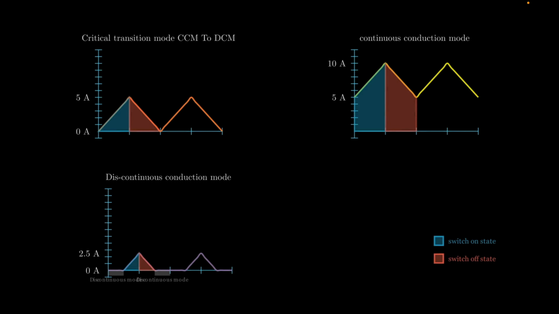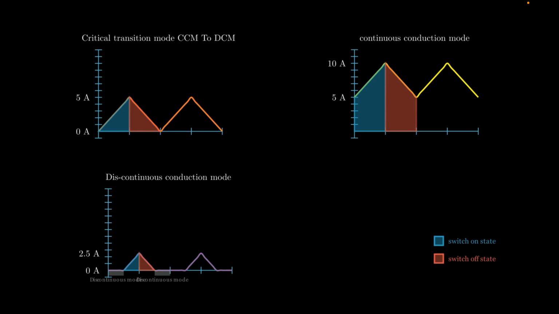And overall you get three modes in the buck converter. First is the continuous conduction mode, which you can see is varying from 5 amps to 10 amps. Next is the critical transition mode, where you are transitioning from continuous conduction mode to discontinuous conduction mode. You can see in the graph it is like 5 amps to 0 amps. It is not getting negative. And you can see in the last graph that you have the discontinuous conduction mode, where you have a 2.5 amps to 0 amp variation.